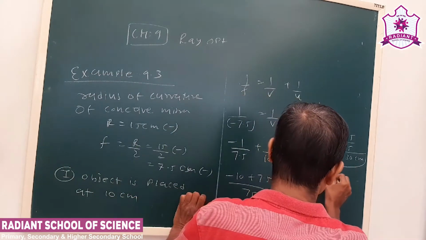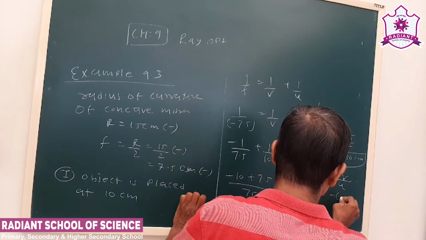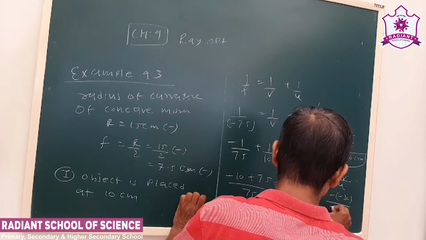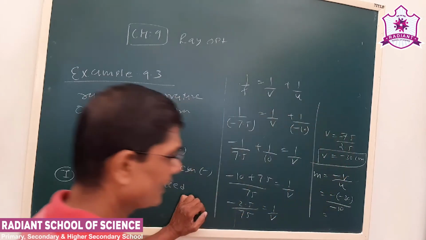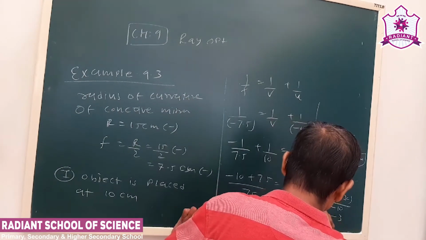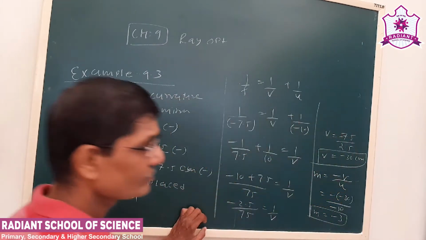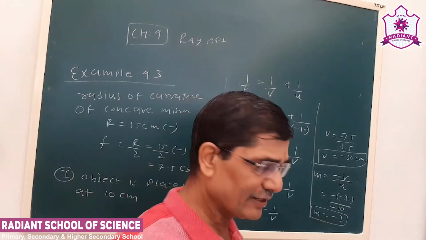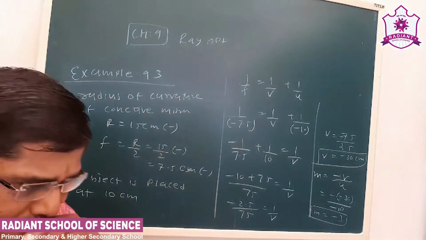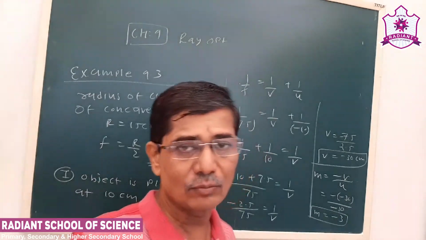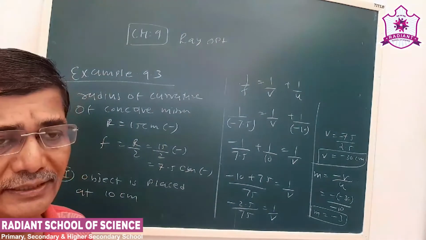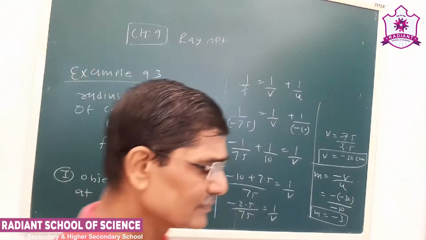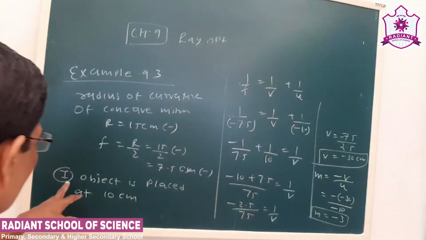Now magnification is minus V by U. V is minus 30, U is minus 10. See, the three negative signs, so M will be minus 3. Okay, so the image formed, M we get negative, so that is real and inverted. It is 3, that is more than 1. So the image formed is 3 times that of the object. So this is how we can calculate.